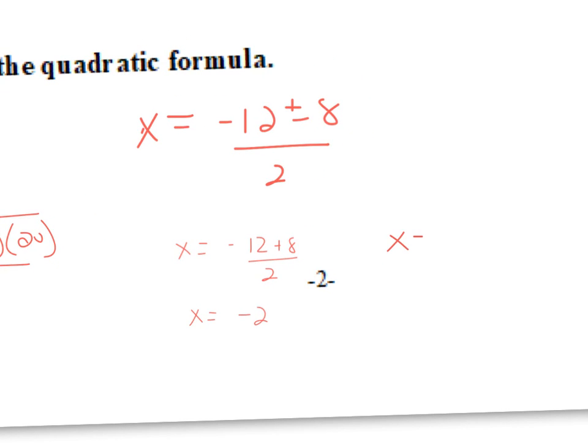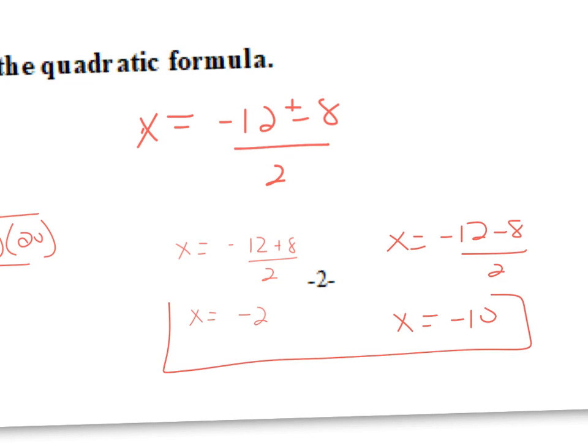And then I'm going to have x equals negative 12 minus 8 divided by 2 and get negative 20. Divide that by 2 and get negative 10. So my answers are negative 2 and negative 10. And that concludes this answer key.